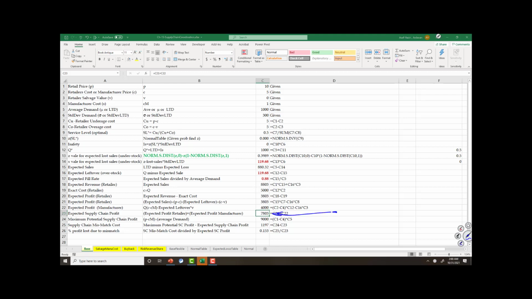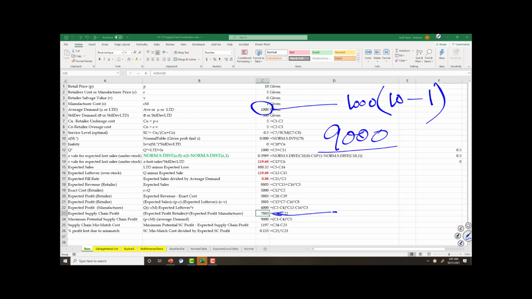The supply chain, in the best case, can sell 1,000 units. It can sell them for a price of $10, while the manufacturer has only spent $1 to produce each one. Therefore, in the best case, the supply chain can make $9,000 profit, while right now it is slightly under $8,000. There is a $1,197 loss due to two things.